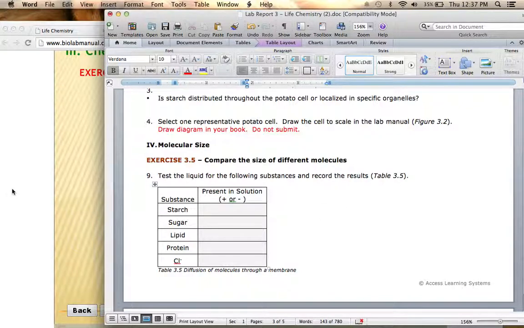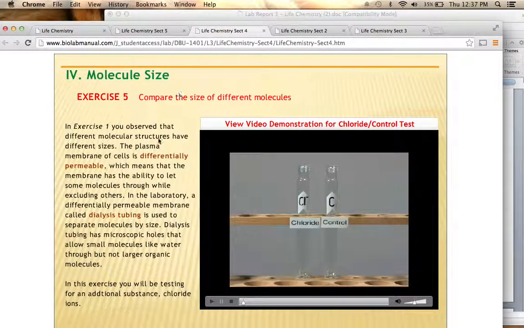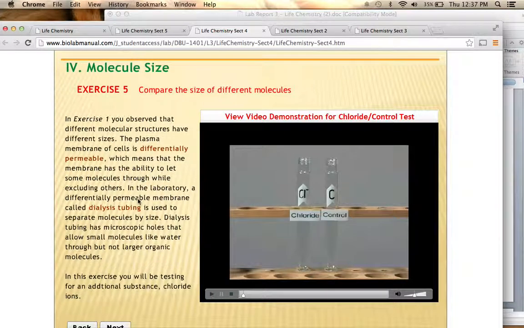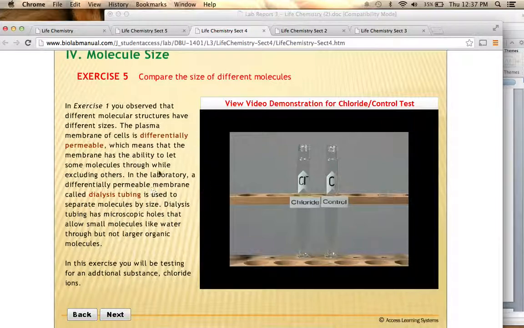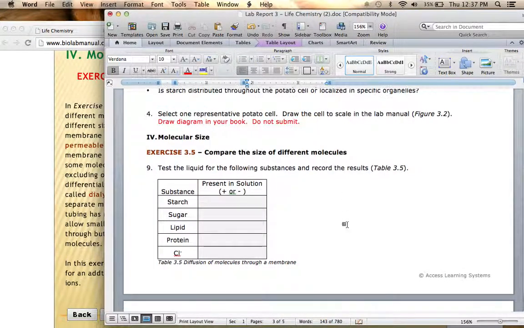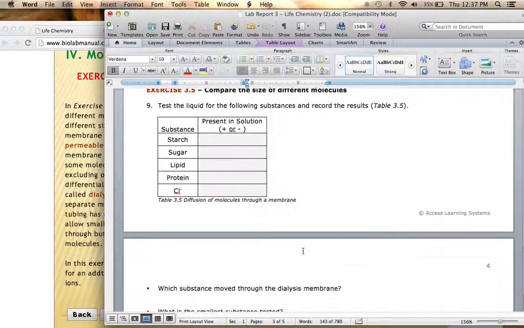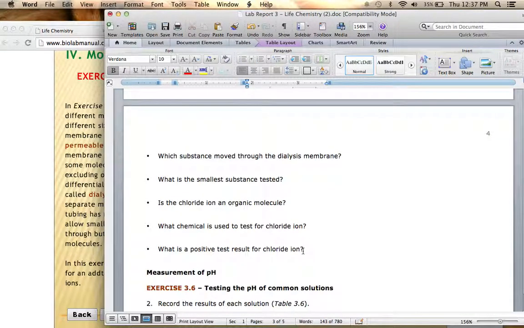The next section has to do with molecular size, so that's section 4. And you're going to watch several videos that talk you through how we can use dialysis tubing to separate molecules based on size. So dialysis tubing has tiny, tiny holes that will allow small molecules like water through, but it will not allow the larger organic molecules to slide through. So it's a differentially permeable membrane. Some molecules can go through and some can't. So these videos will walk you through that so that you can answer the questions under these molecular size tables and questions here on the lab report.